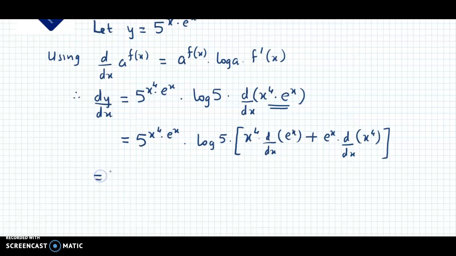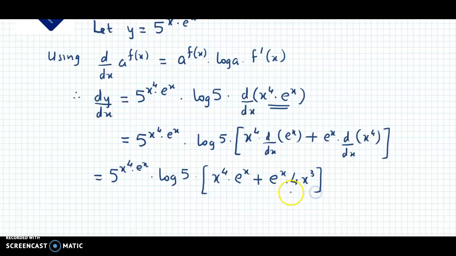Next step would be 5 raised to x raised to 4 times e raised to x into log 5 into x raised to 4 times, now the derivative of e raised to x is e raised to x, plus e raised to x into the derivative of x raised to 4, which is 4x cubed. Now if you observe in the bracket, we could take e raised to x as the common factor, and x cube also could be taken as a common factor.